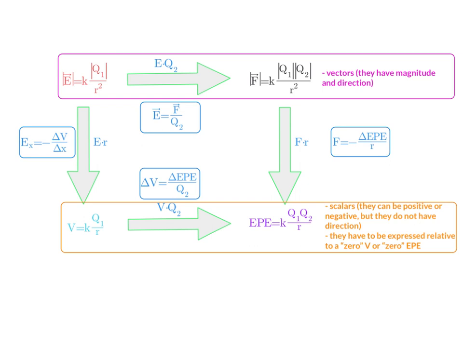And here we covered all of the different concepts. The units, of course: force is in newtons, which means that electric field is newtons per coulomb, but electric field can also be volts per meter. We know that energy is measured in joules. We divide joules by coulombs and get volts. So these are the different units and the different concepts.